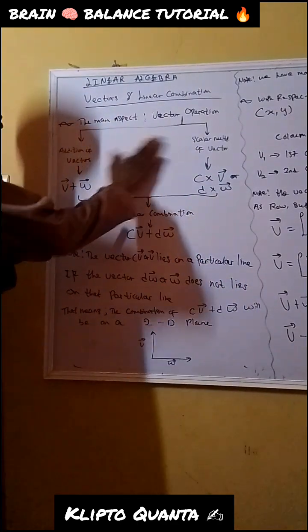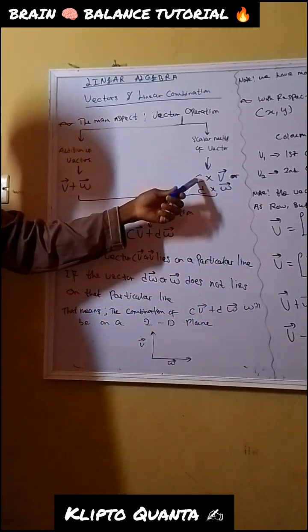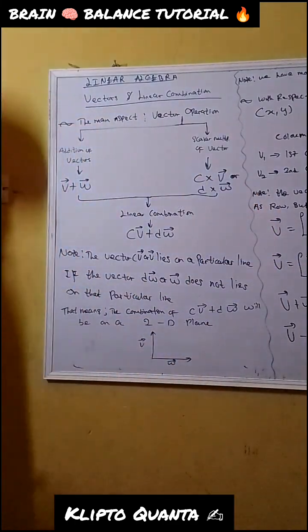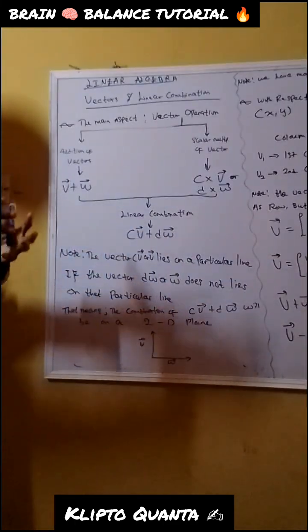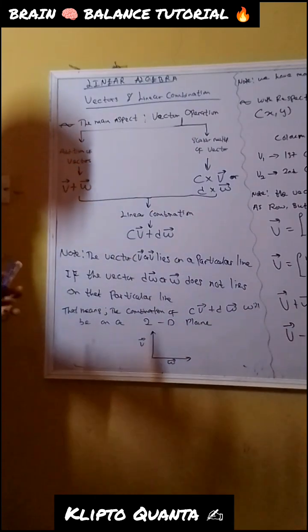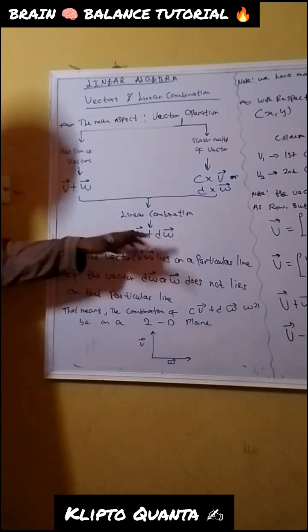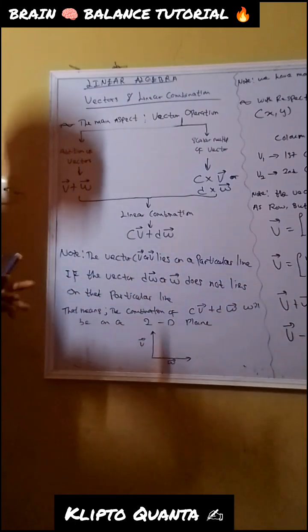So we can adjoin a certain number by saying, let's say the constant is c. So c times a certain vector, or d times another particular vector. When you combine the addition and the scalar multiplication of those vectors, that is what we call a linear combination.